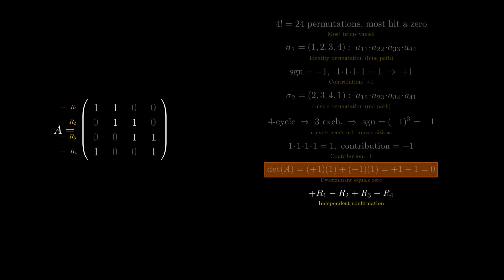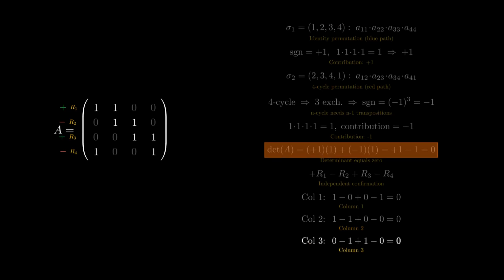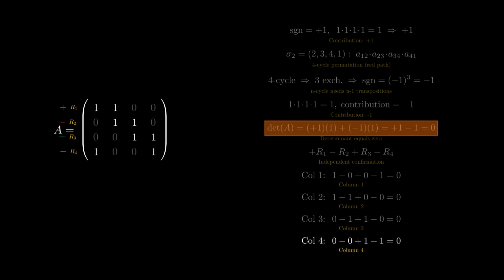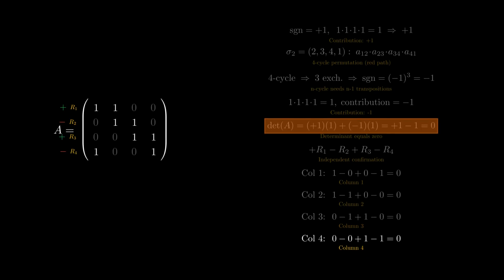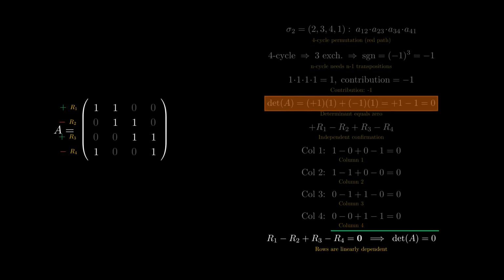We can confirm this independently. Take row 1 minus row 2 plus row 3 minus row 4. Column by column, in column 1, 1 minus 0 plus 0 minus 1 equals 0. In column 2, 1 minus 1 plus 0 minus 0 equals 0. In column 3, 0 minus 1 plus 1 minus 0 equals 0. In column 4, 0 minus 0 plus 1 minus 1 equals 0. The result is the 0 vector. The rows are linearly dependent, which guarantees the determinant is 0.